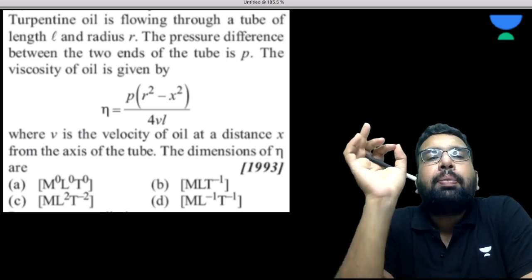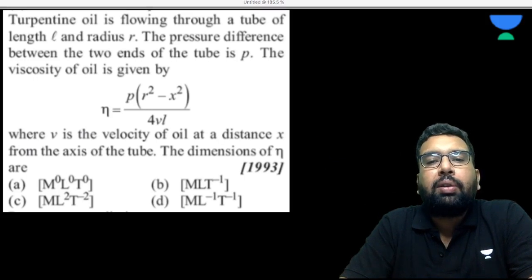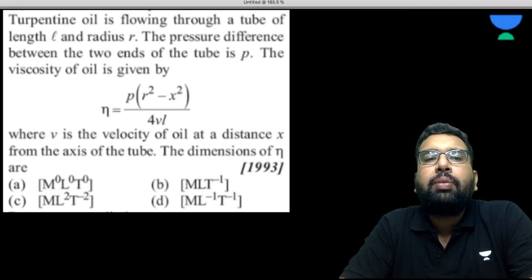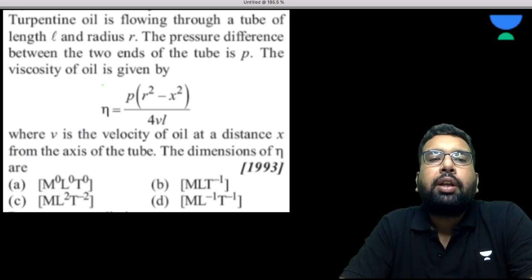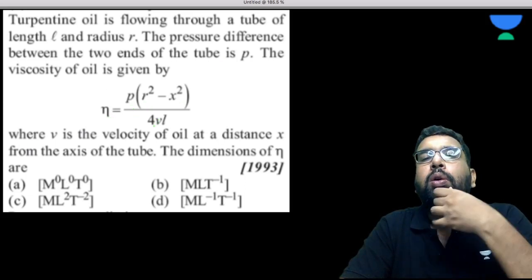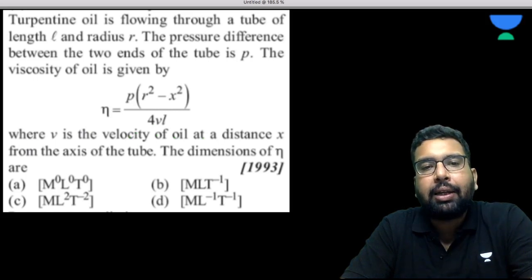Very simple. Turpentine oil is flowing through a tube of length L and radius R. The pressure difference between the two ends of the tube is P. The viscosity of oil is given by eta is equal to P (R square minus X square) upon 4VL. Here V is the velocity of the oil at a distance X.